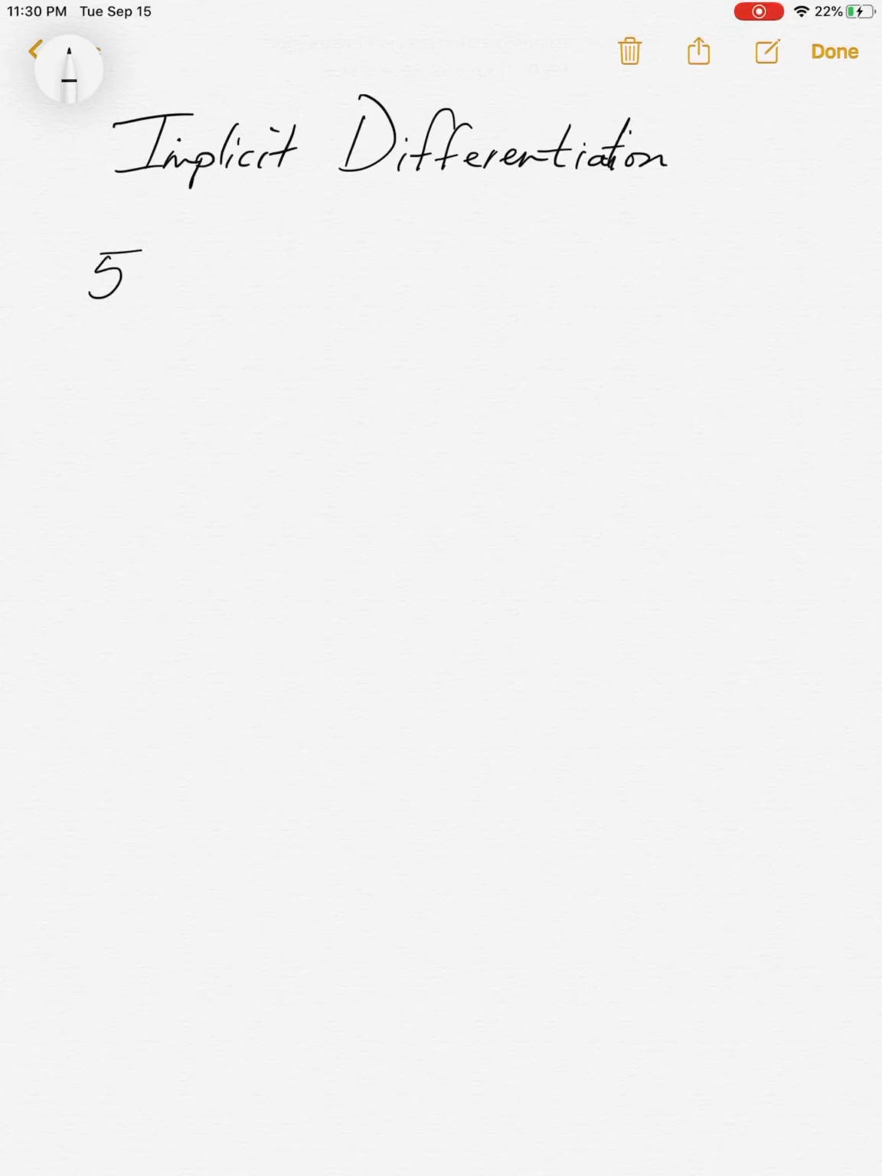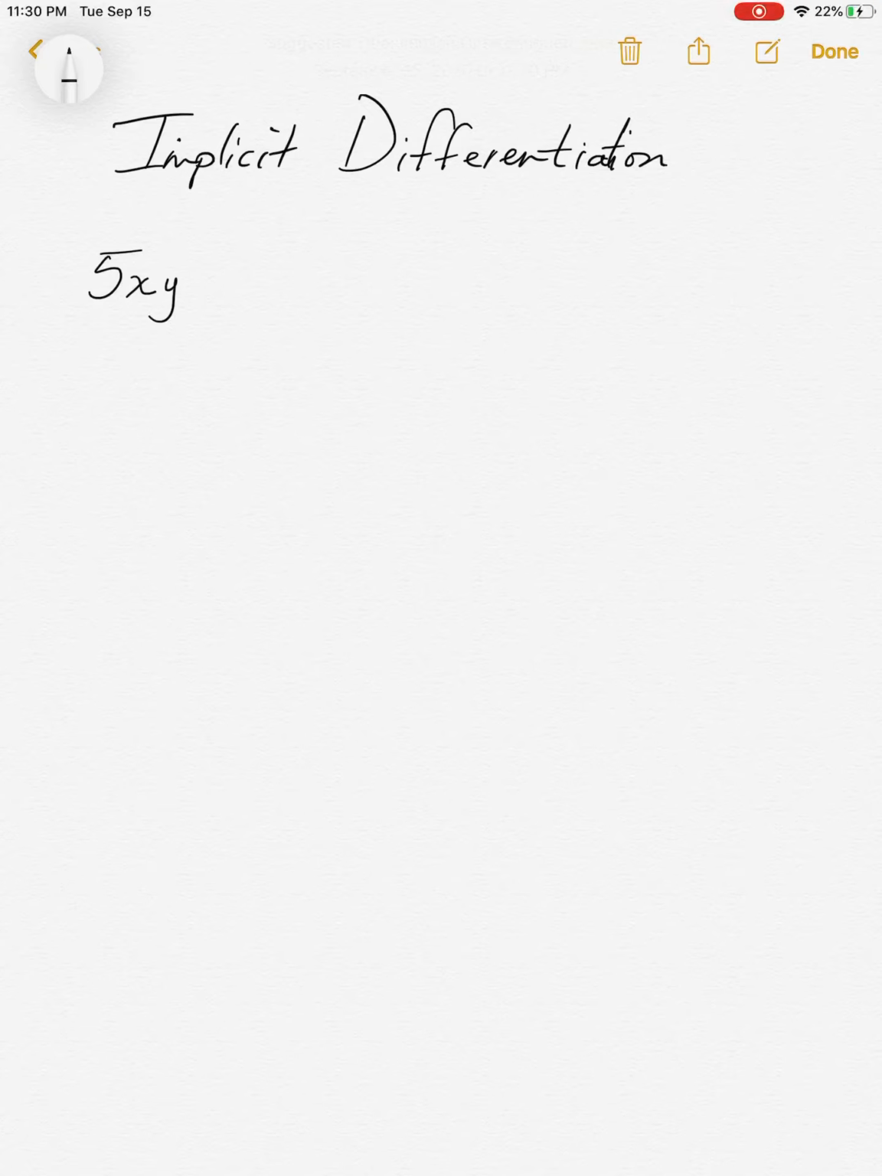Sometimes you'll have to apply other rules that you've learned in the past, but the game doesn't change. Implicit differentiation: you differentiate both sides of your equal sign, and you keep rolling.